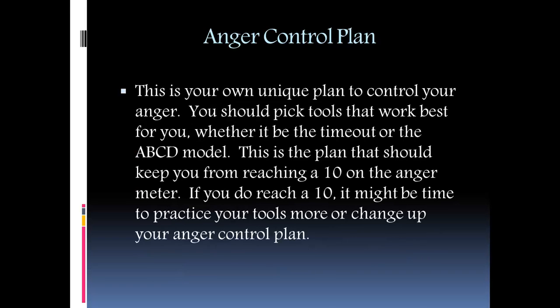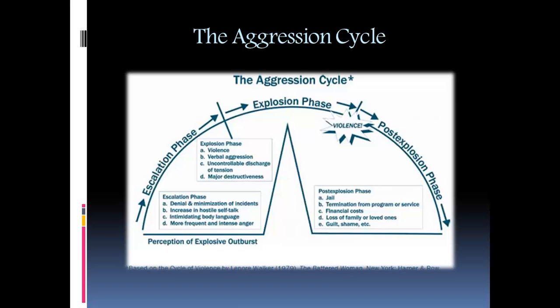Alright, anger control plan. This is your own unique plan to control your anger. You should pick tools that work best for you, whether it be the timeout or the ABCD model. This is a plan that should keep you from reaching a 10 on the anger meter. If you do reach a 10, it might be time to practice your tools more or change up your anger control plan.